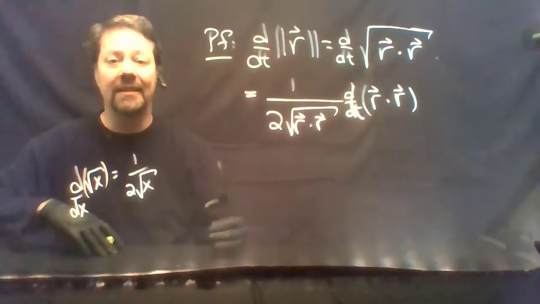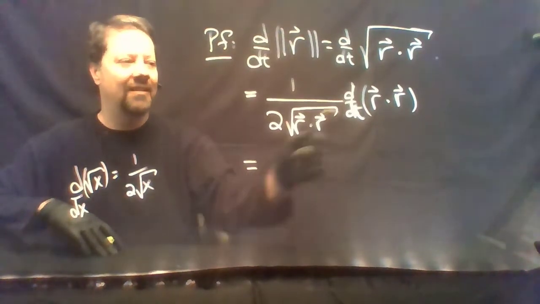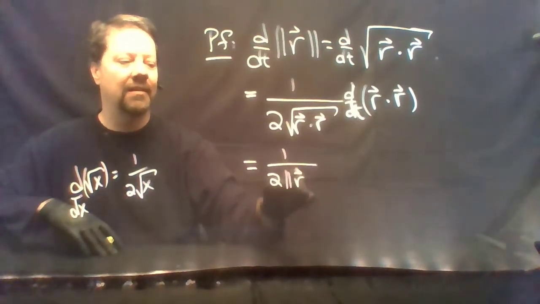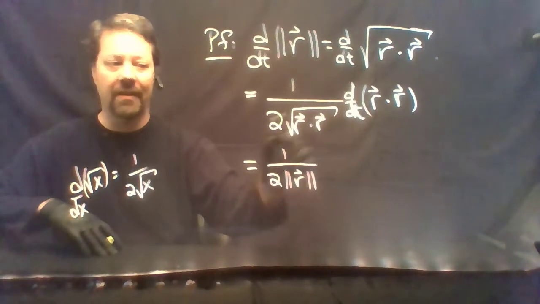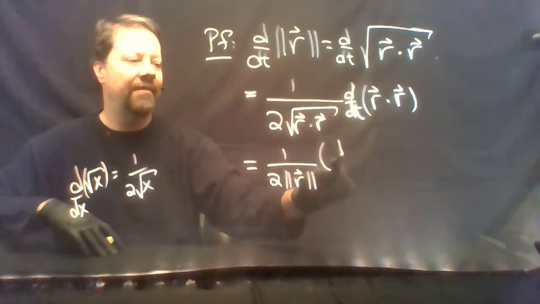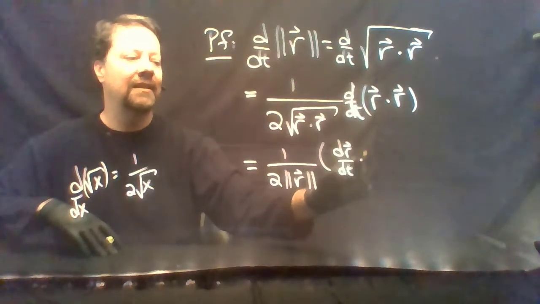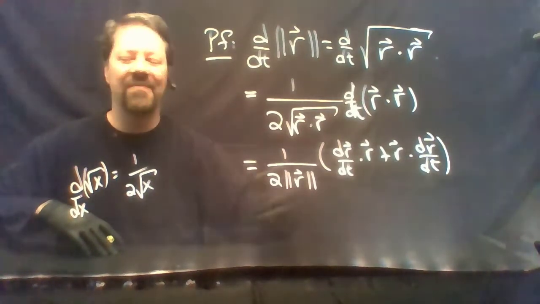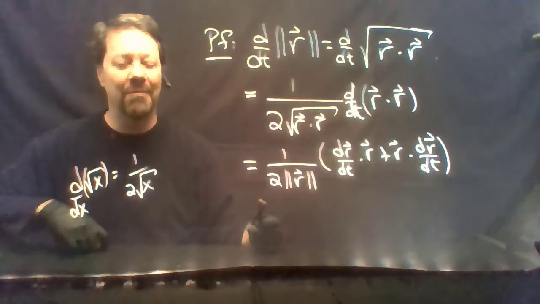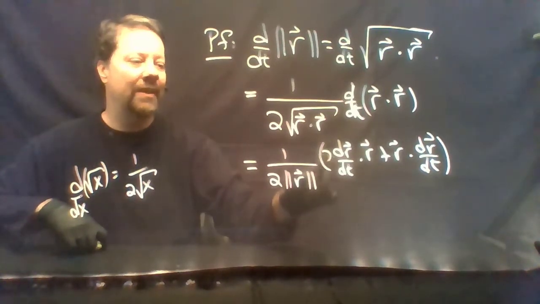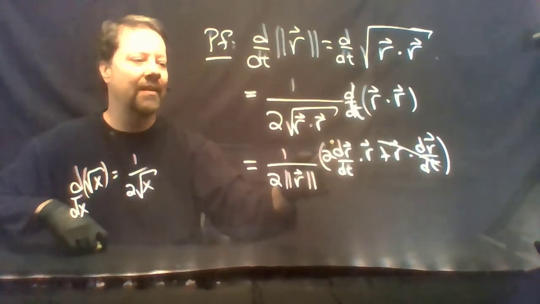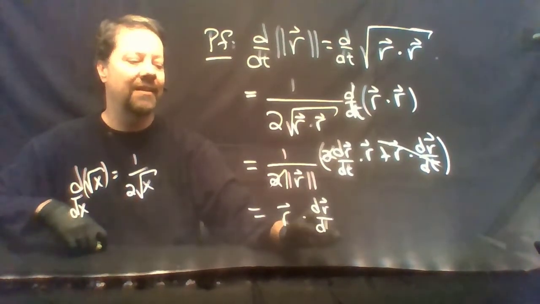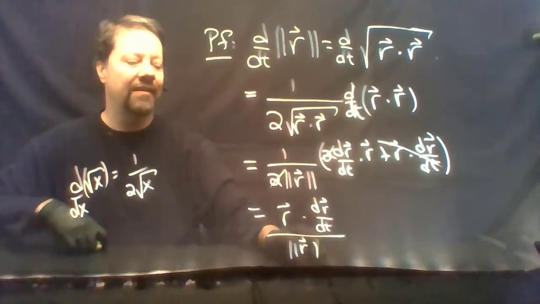And that's where you need to apply a Leibniz rule. By the Leibniz rule for the dot product, this is 1 over 2 times the norm of r, times the derivative of the first dot the second plus the first dot the derivative of the second. Now, while the cross product is not commutative, the dot product is. So we can just double the first one and cross out the second. The 2's will then cancel and we'll be left with r dot dr/dt over the norm of r.